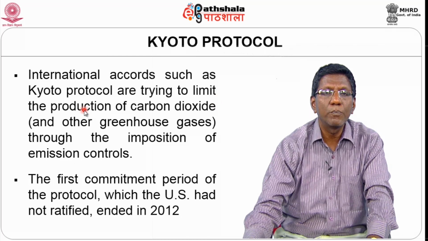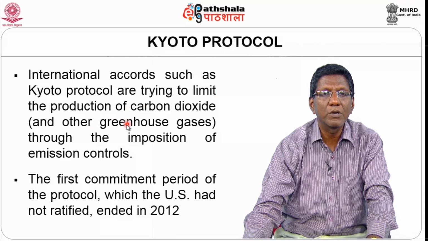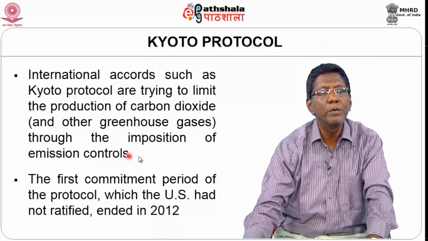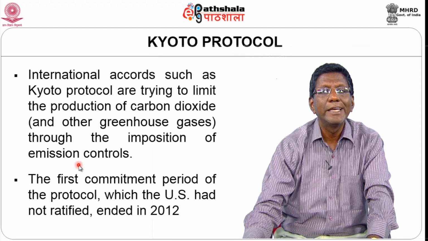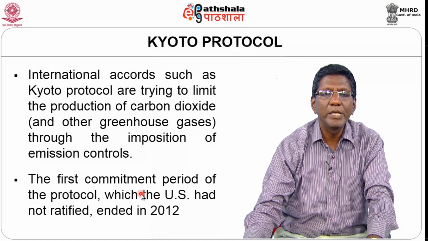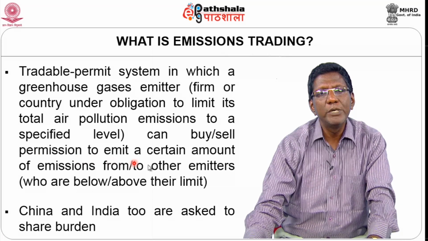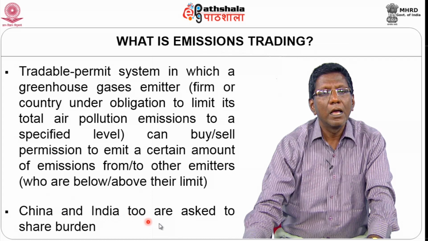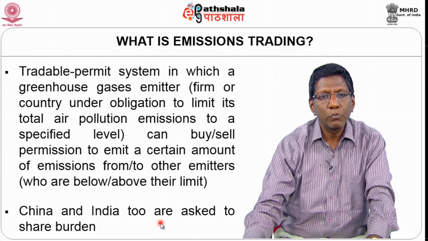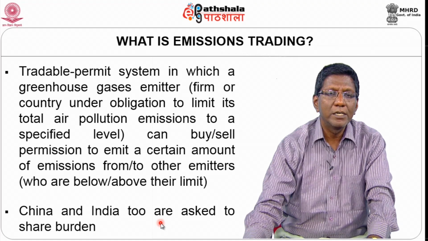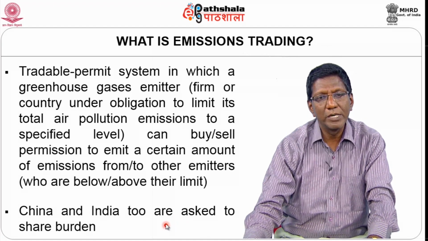International accords such as the Kyoto Protocol are trying to limit the production of carbon dioxide and other greenhouse gases through imposition of emission controls. The first commitment period of the protocol ended in 2012. The protocol also talked about emission trading, the tradable permit system in which greenhouse gas emitters can buy and sell permission to emit a certain amount of emissions to other countries. Later, towards the end of the Kyoto Protocol period, China and India too were asked to share the burden.